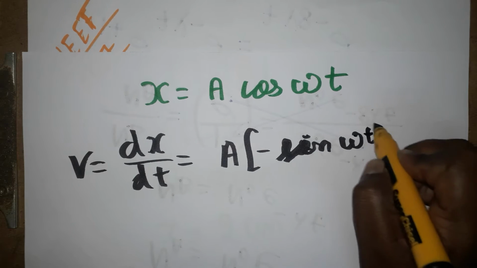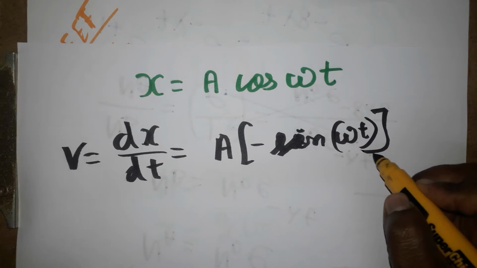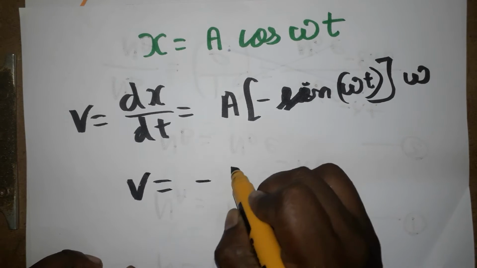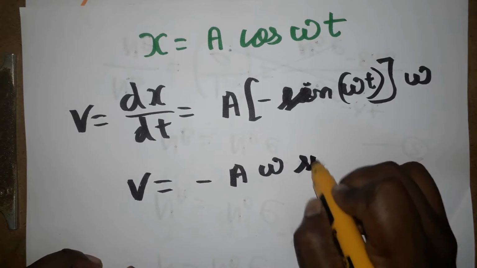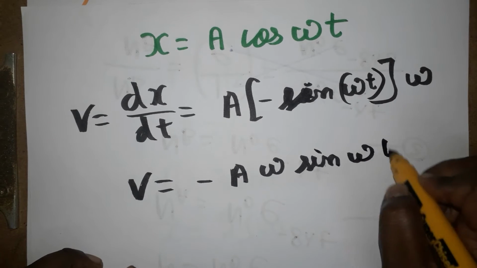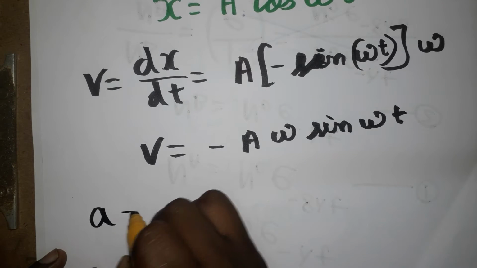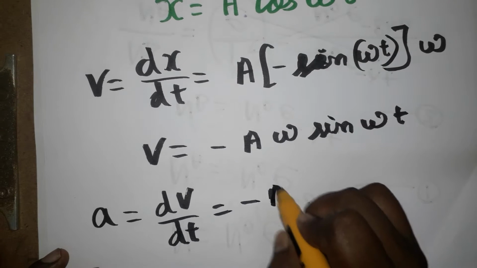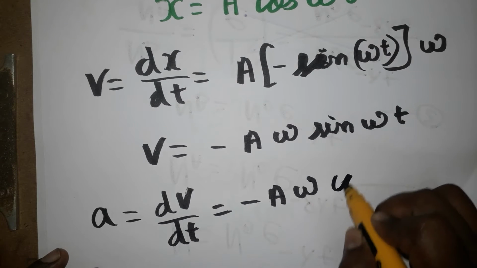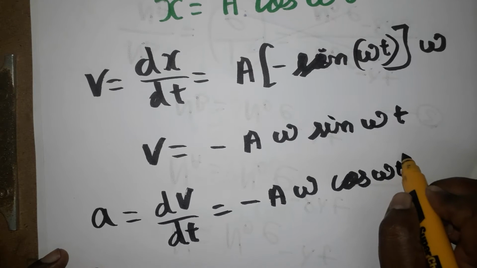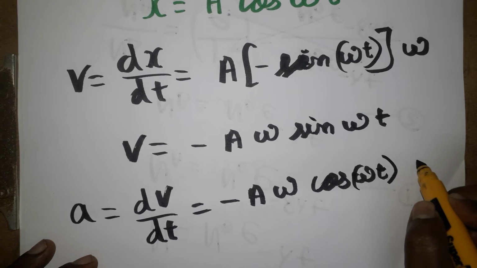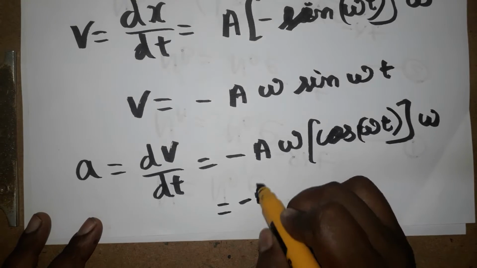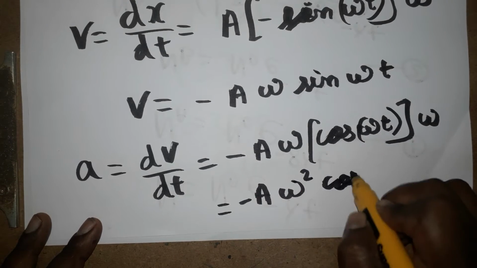Again you should do omega t differentiation. When you differentiate omega t, you will get omega. So now velocity I got minus A omega sin omega t. Again I want acceleration. One more time you should differentiate, dv by dt. Minus is same, A is same, omega is same. Sin omega t becomes cos omega t. Omega t differentiation will become omega. That's it. So acceleration I will get minus A omega square cos omega t.